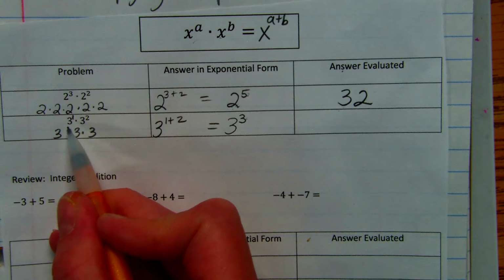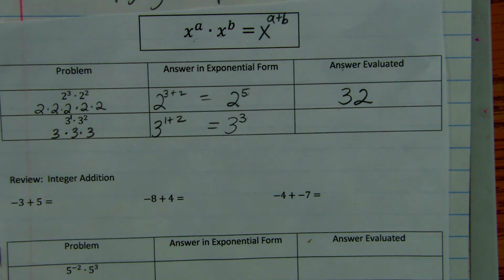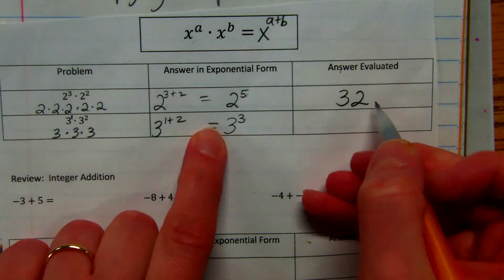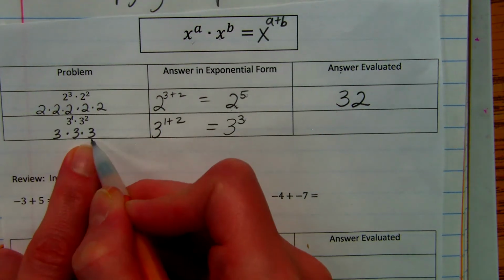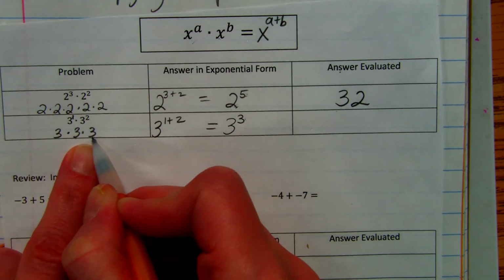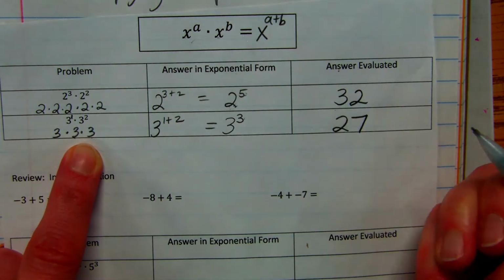So if you have a number and it doesn't have an exponent on it, it is implied that you will know that the power on that number is 1. Question? Yeah. Okay, so if I'm evaluating this, I'm going to take 3 times 3. I get 9 times another 3. What's 9 times 3? 27. That's the actual answer evaluated.